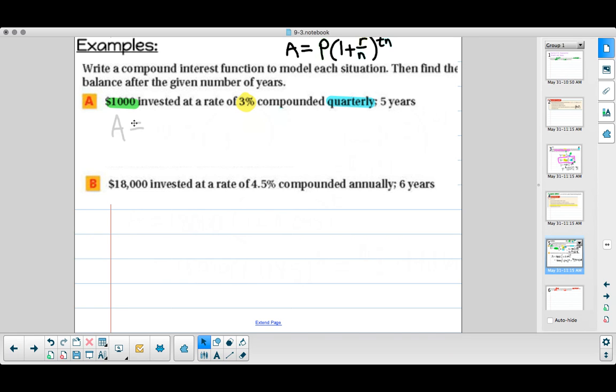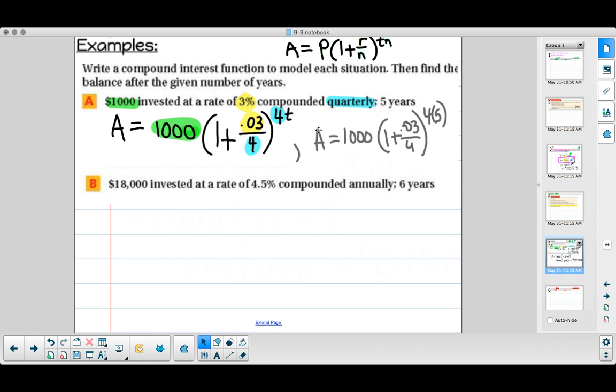When we do this now, the function, again, A equals 1,000 times the quantity 1 plus 0.03, because that's the percent in decimal form. And it's over 4, because compounding quarterly means it's happening 4 times a year. And then this whole thing in parentheses gets raised to the 4 times t power, because again, the n is inside the parentheses as well as part of the exponent. That's the first part of the question. That's the actual function.